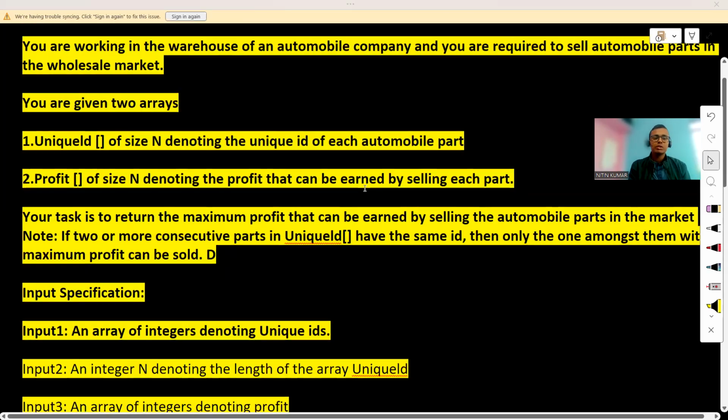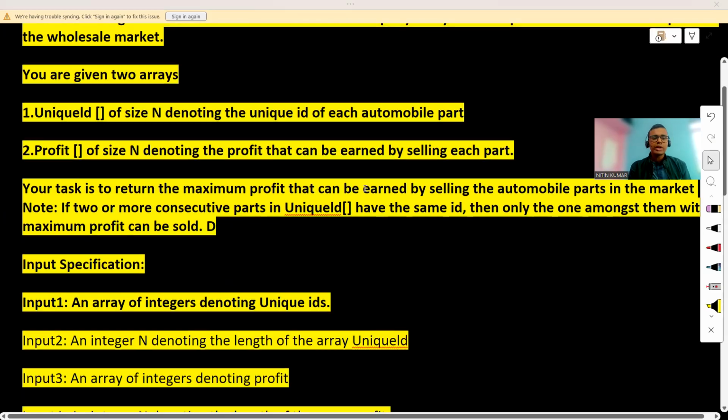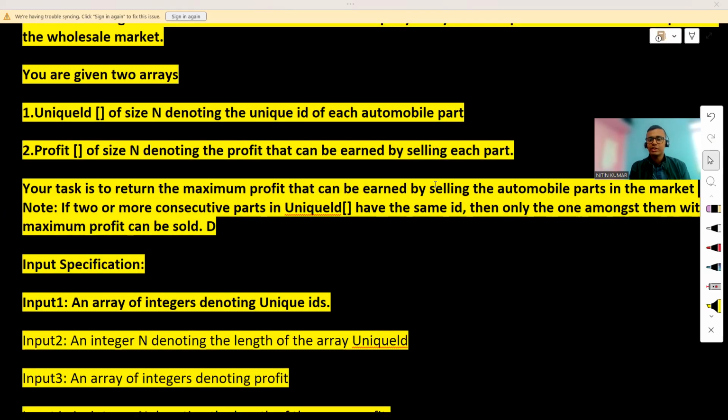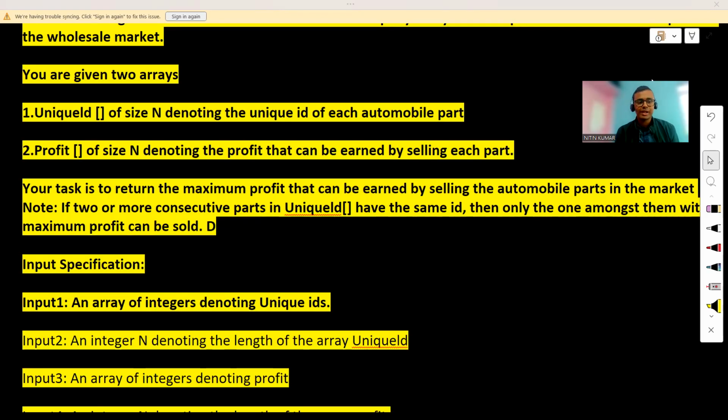Now your task is to return the maximum profit that can be earned by selling the automobile parts in the market. So we have to sell the automobile parts in the market, and by that we earn some money. We have to give the maximum possible profit that we can earn by selling them.